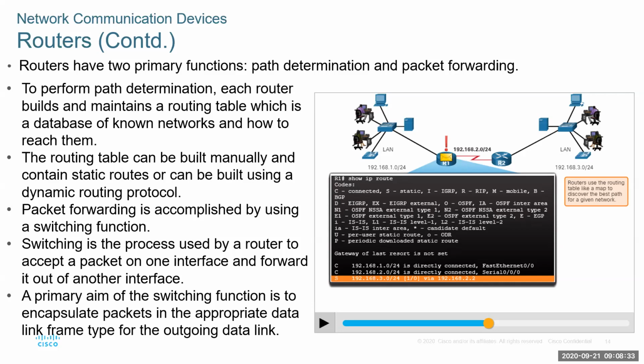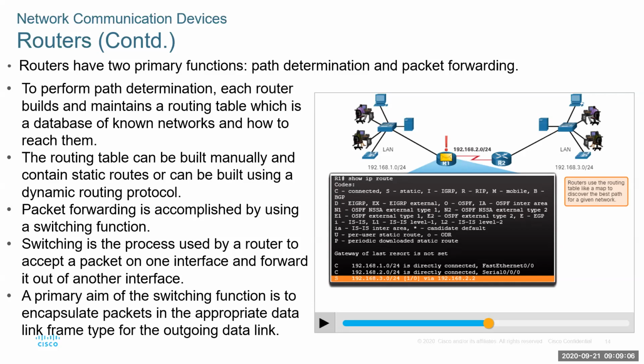If it doesn't know where it's going, then it's going to go out its default gateway and forward that packet on for somebody else to find out. In this case, somebody else would be an upstream router. So for path determination, each router is going to build and maintain its own routing table, which is known networks and how to reach them. Some of them are going to be directly connected, like what you see in the graphic over there on the right-hand side. If you're looking at Cisco routers, you're going to see a C for connected, which means they're directly connected. The S that you see over there is going to be a static entry.